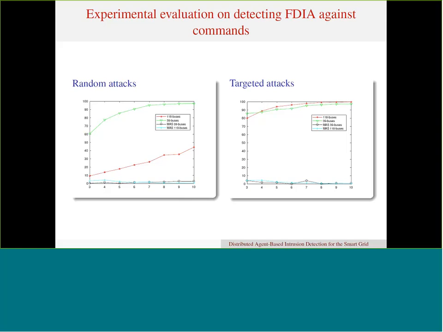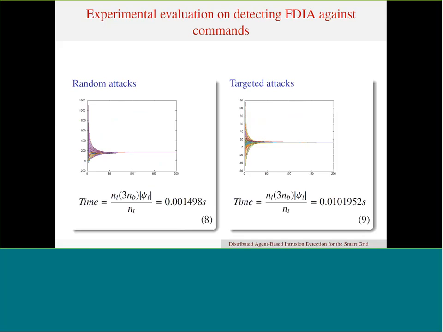From nine to ten transmission lines, as long as he knows exactly what transmission lines to affect. And then again, when we have the multi-agent system in place, we see that the rate of success greatly goes down. So this mass-based intrusion detection strategy is quite successful in detecting this type of attacks.